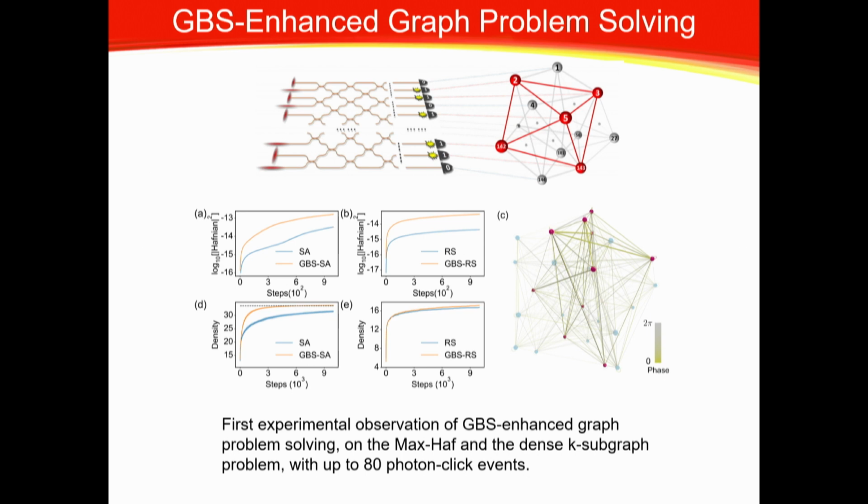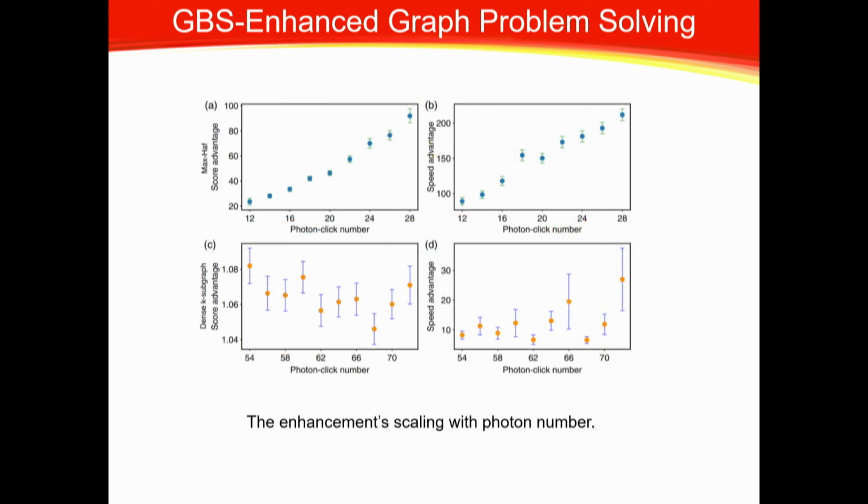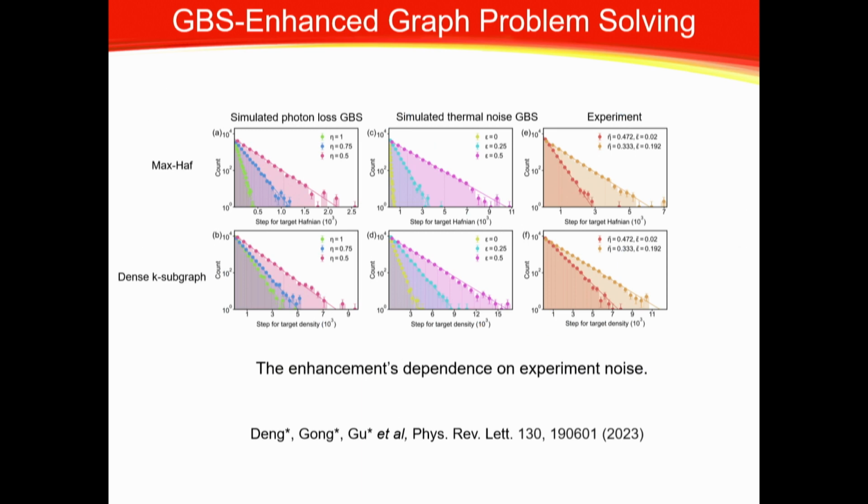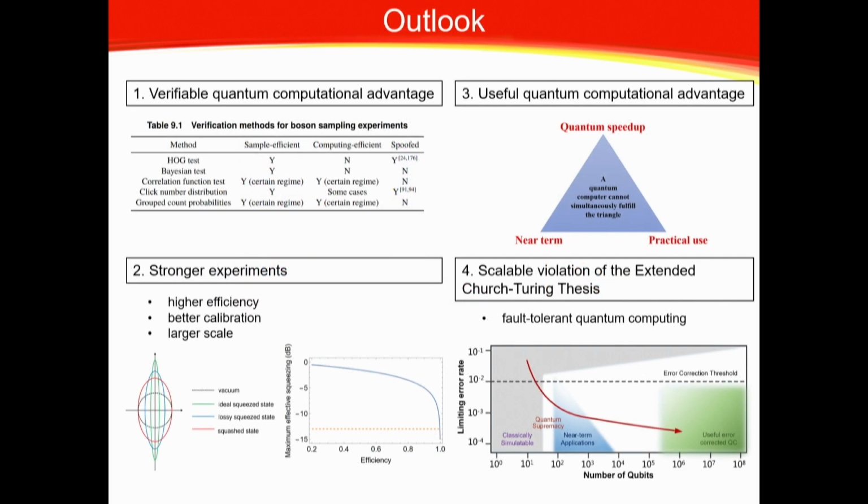And this is something we recently demonstrated, that we can use our device to accelerate certain classical algorithms to improve their speed on solving these problems. And we observe an enhancement for up to 80 photon click events. And we also investigate their scaling behavior with problem size and how they depend on the experimental noise. Yeah, so with that, I want to finally provide an outlook based on this research.